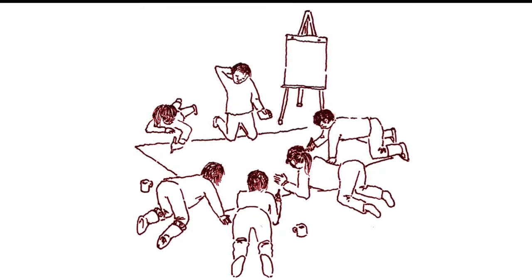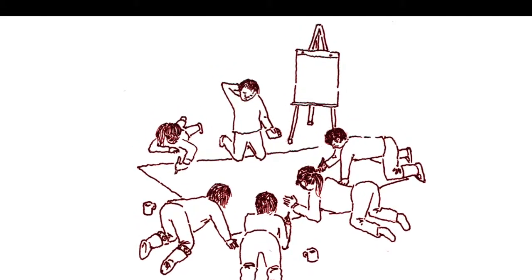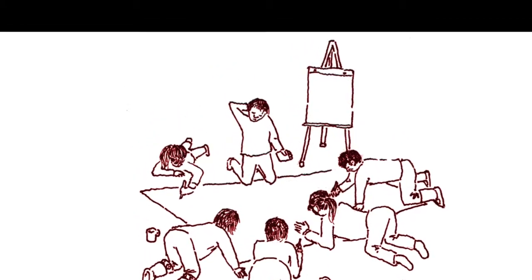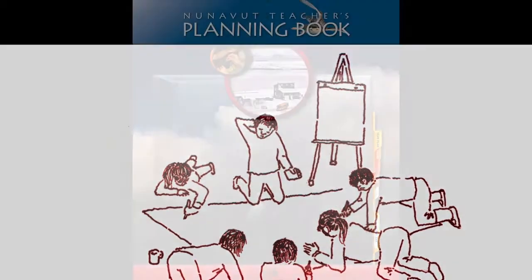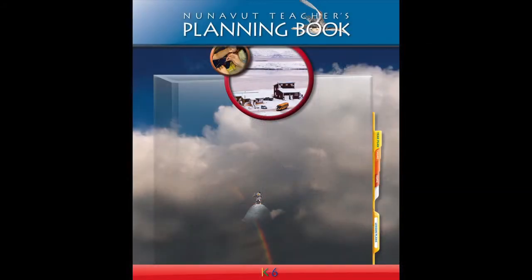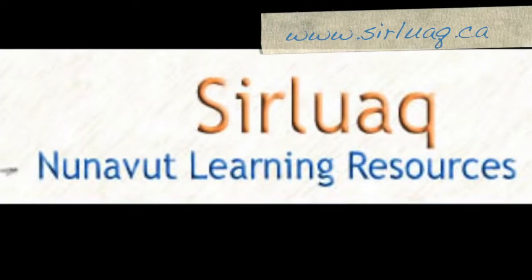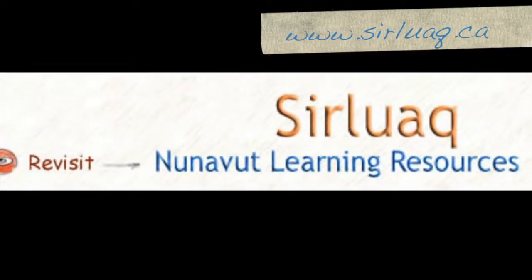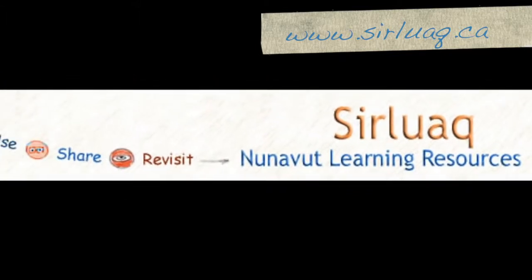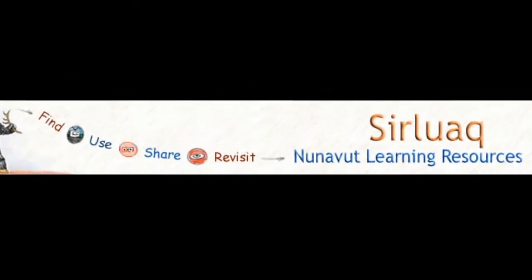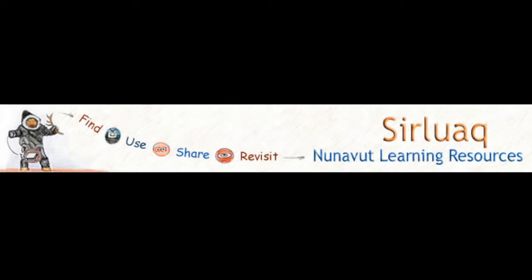Now you want to decide which method you want to use for creating your year plan. Some people like to use a huge piece of paper. They tape the competencies in columns they have made for each theme. In your planning book for Nunavut teachers, you'll find a form you can use for each theme. You can glue the competencies in place or write them in. The same form is available online on Sirloak. You could cut and paste the competencies in, print out the pages and put them in your plan book.